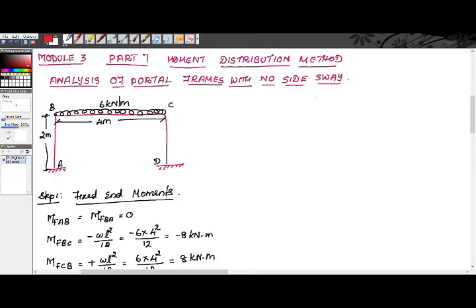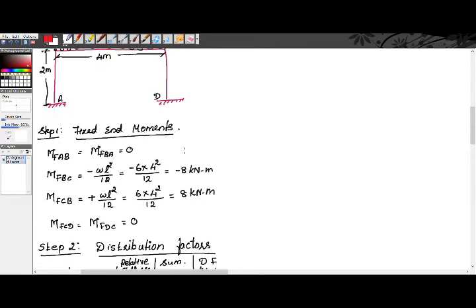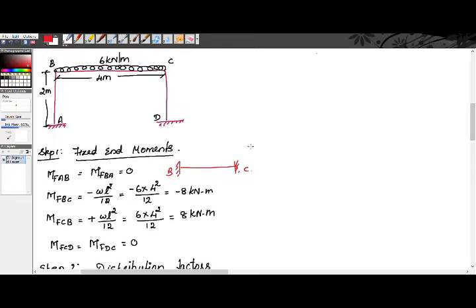So for BC you have a UDL of 6 kilonewton per meter. The span length is 4 meter. So the formula is M of BC is equal to minus WL square by 12. I have already explained to you why it is minus, because when we are considering BC, we consider the end supports as fixed. So if the end supports are fixed, there will be negative moments, right?